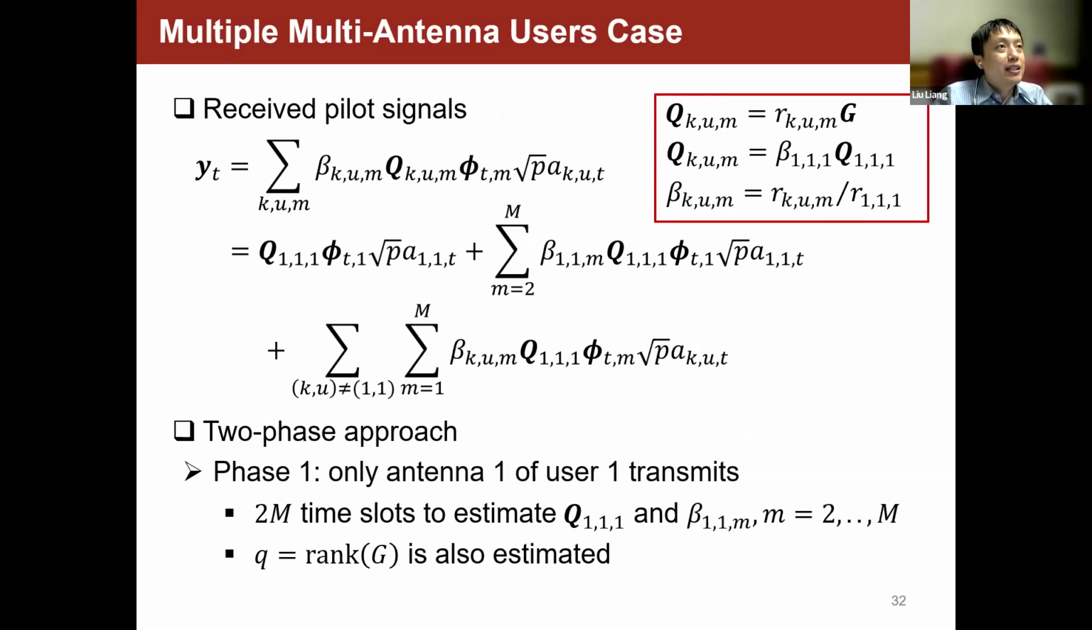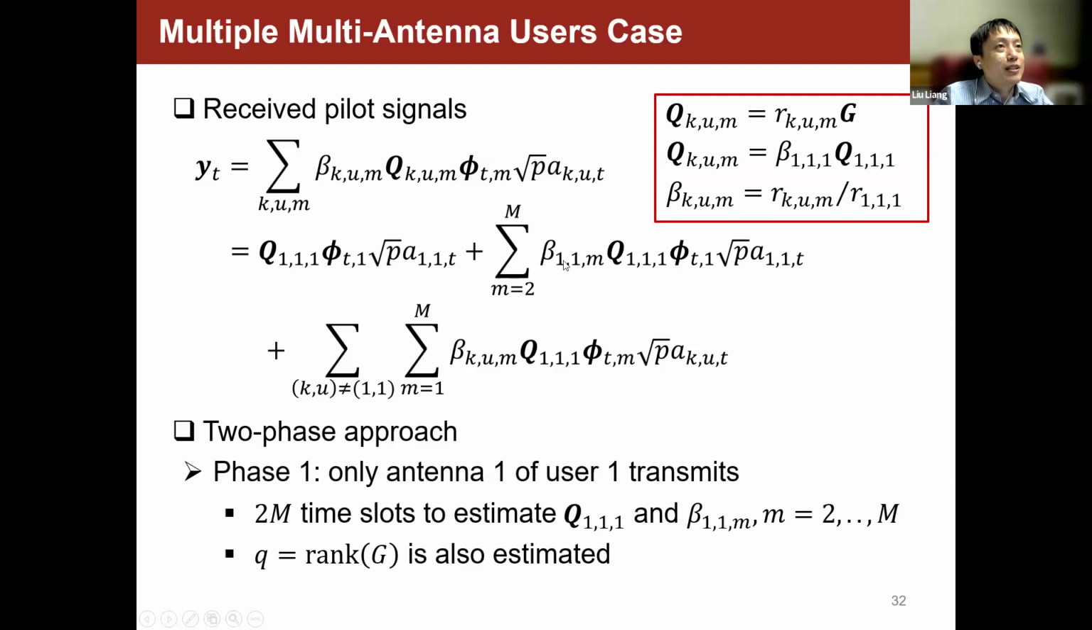So what we can do is divide the overall time slots into two phases. In phase one, you only turn on the first antenna of user one, and you turn off all the other antennas. Then the received signal will be only contributed by antenna one of user one. This is the scenario with one single antenna user, and we have already seen how to estimate this Q11. Then when Q is known, you can turn on all the other antennas. After you know Q, your job is to estimate beta, right?